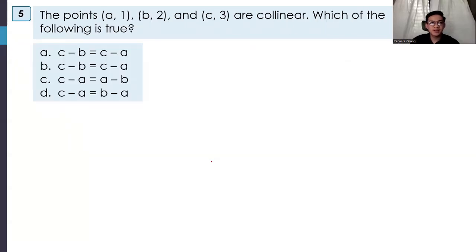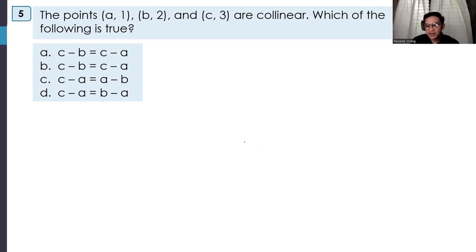Number 5, we have the points A(1), B(2), and C(3) are collinear. Which of the following is true? So, we have letter A, C minus B is equivalent to C minus A. Letter B is C minus B is equivalent to C minus A. Letter C, we have C minus A is equivalent to A minus B. And letter D is C minus A is equivalent to B minus A. So, for this one class, ang clue na binigay sa atin is collinear.